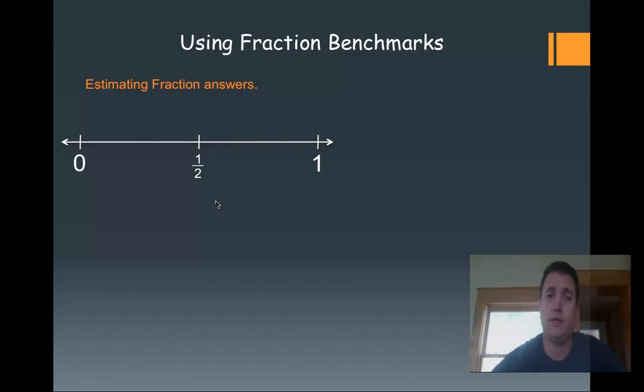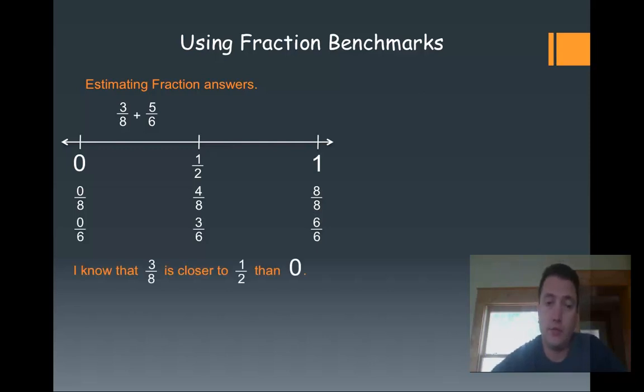So let's look at that when we're talking about estimating fraction answers. We've got 3/8 plus 5/6. So the first thing I want to do is make equivalent fractions underneath this number line here in 8ths and in 6ths. So 0/6, 3/6, and 6/6. I know that 3/8 is closer to 1/2 than 0, okay, because it's only 1 away from 4 and it's 3 away here from 0.